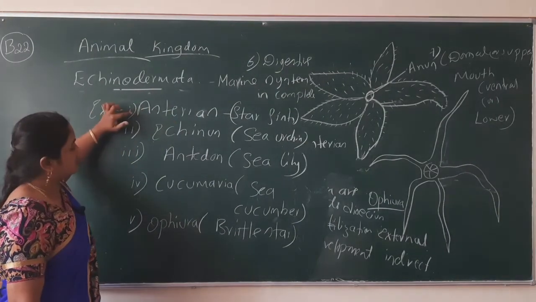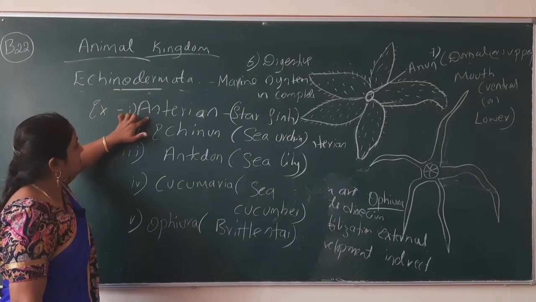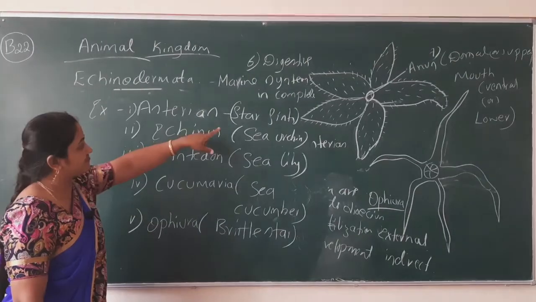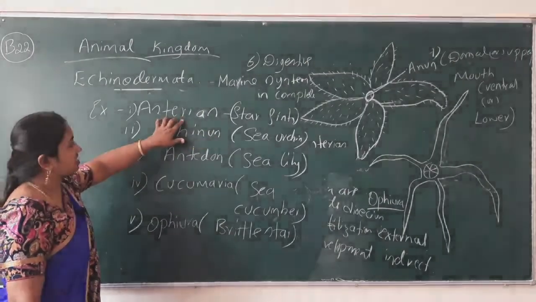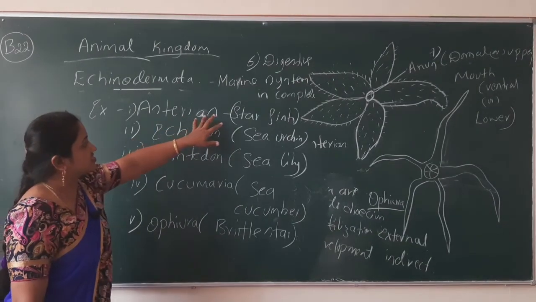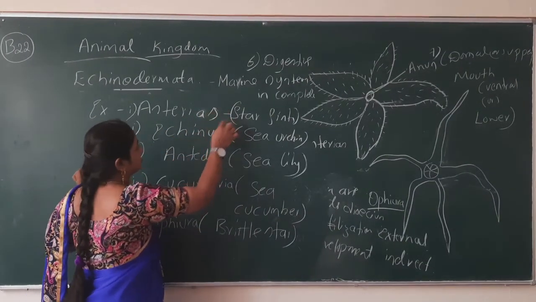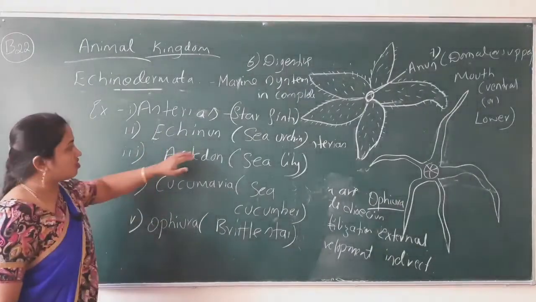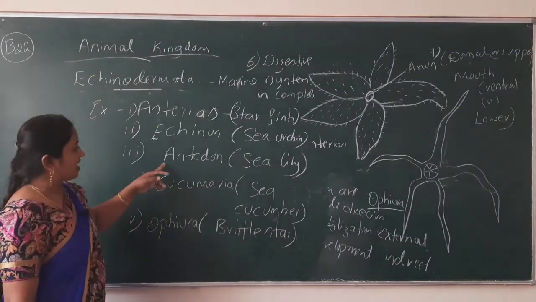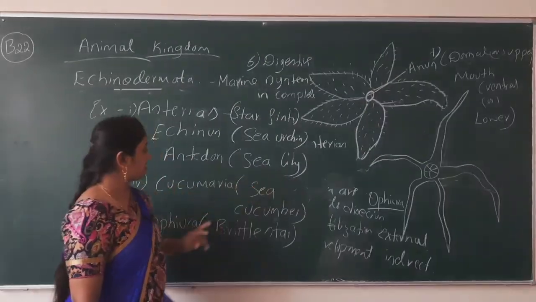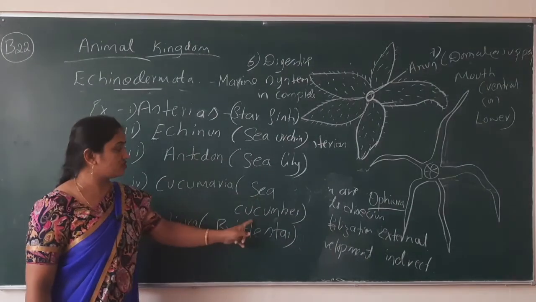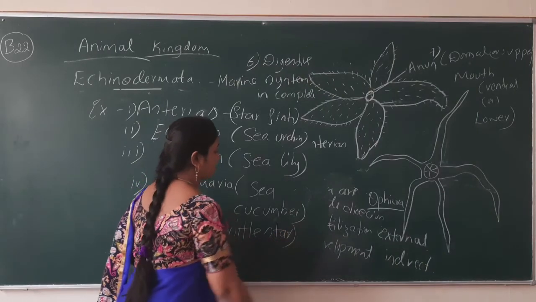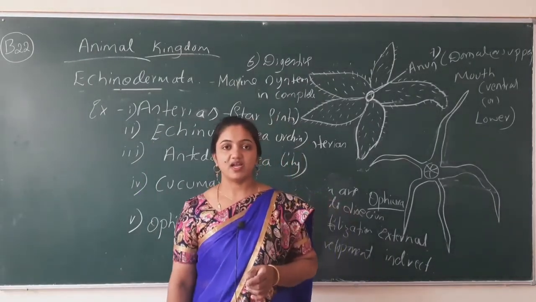Let me tell the examples of Echinodermata again. This is Asterias, the example genus of starfish. Only the genus has been given, genus Asterias. The common name is starfish. The second one is Echinus, common name sea urchin. Antedon, sea lily. Cucumaria, sea cucumber. Ophiura, brittle star. So these are all the examples of Echinodermata.